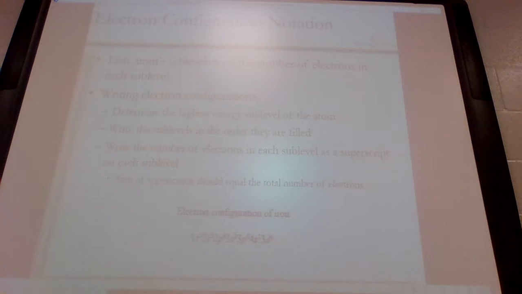The letter is your block of the periodic table. It tells you what area of the periodic table you're in. I'm just going to write block. This is the S block, the P block, the D block. That will tell you what part of the periodic table it's in. And then you will have an exponent up here. The exponents are literally how many electrons you have.